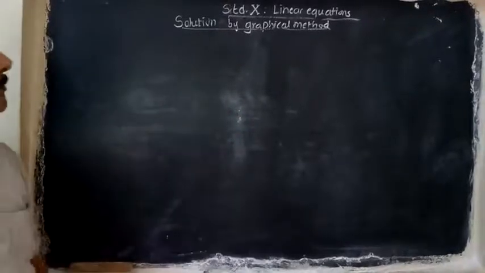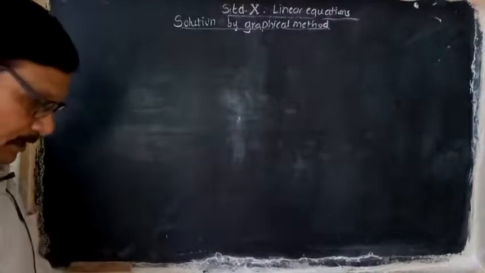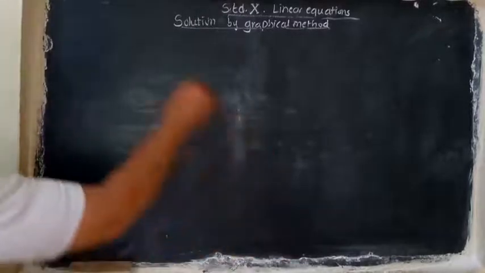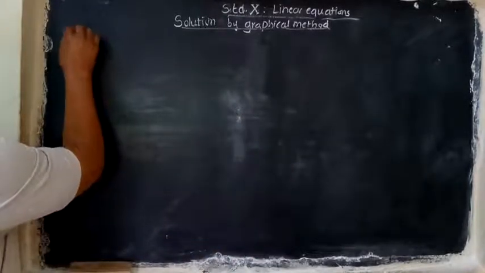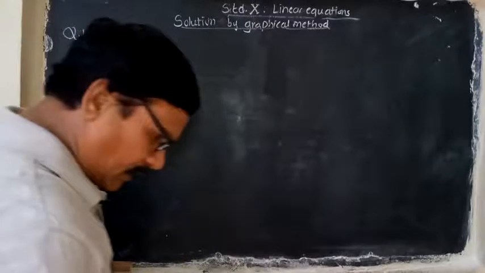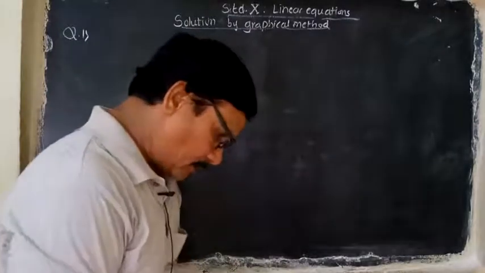Now we will solve a linear pair of linear equations by the graphical method. Let's see this method. Now we'll solve it directly. Question 1: find the solutions graphically.